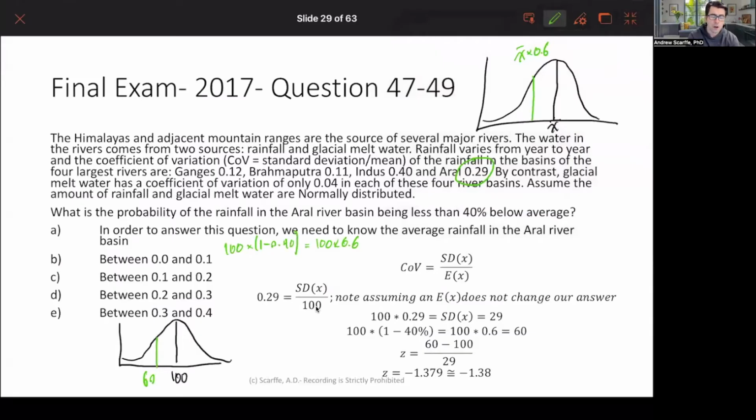And from there, we can go ahead and calculate our Z score. So 60 minus 100 divided by our standard deviation that we calculated right here in this step, where the coefficient of variation is equal to the standard deviation divided by the expected value. So in this case, we rearrange to solve for our standard deviation. If we assume 100 millimeters of rain times 0.29, then our standard deviation will be 29.